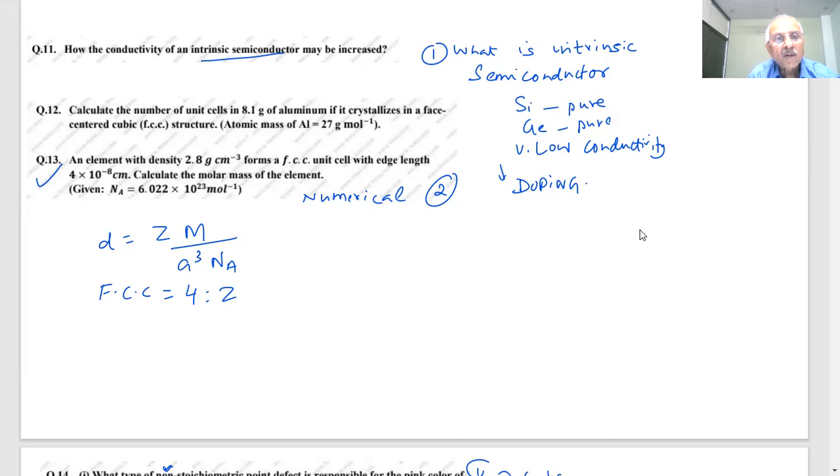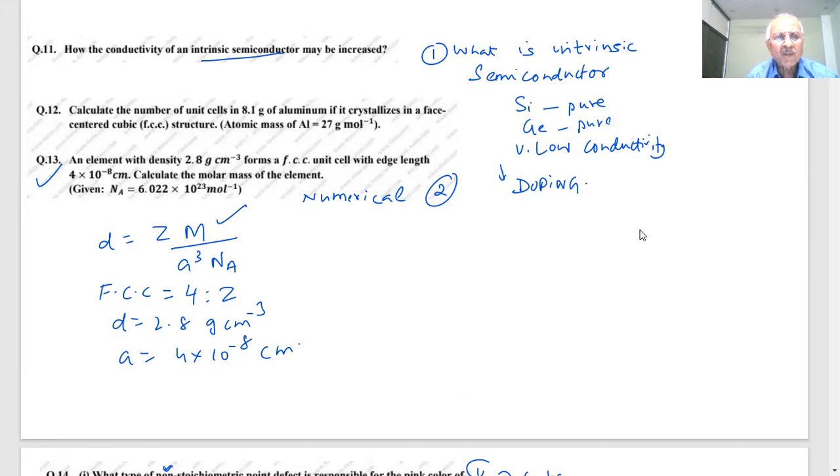Then what is given? Density is given, 2.8 gram per centimeter cube. The edge length a is also given in centimeters, very easy then. Na is given, then all you have to calculate is M. So, a straight question, no problem here. One question is coming in the paper on density. Till now, they are coming every year.